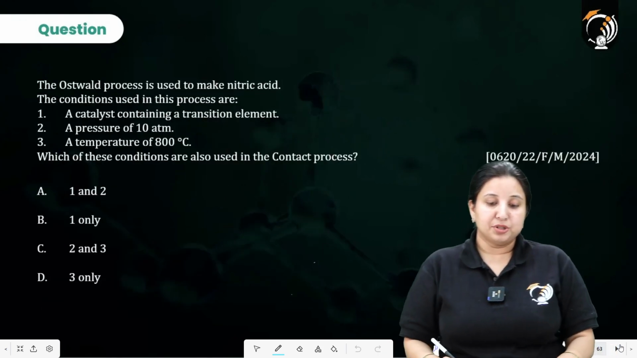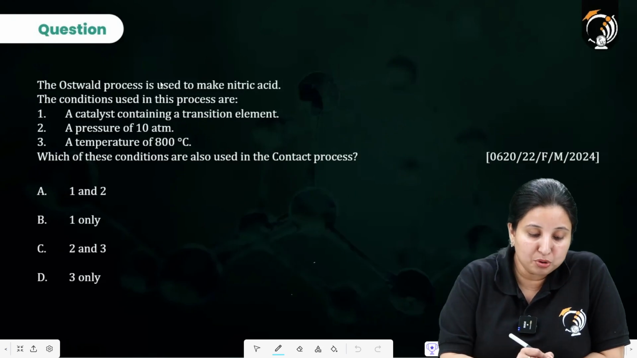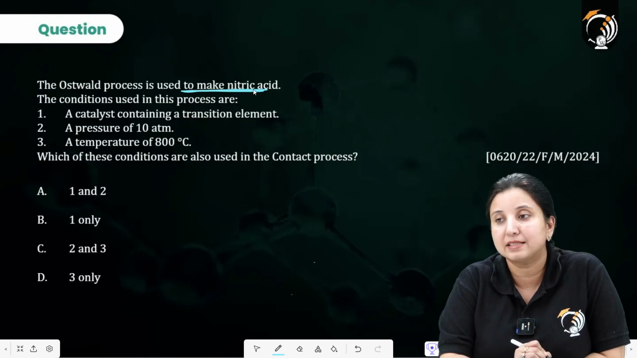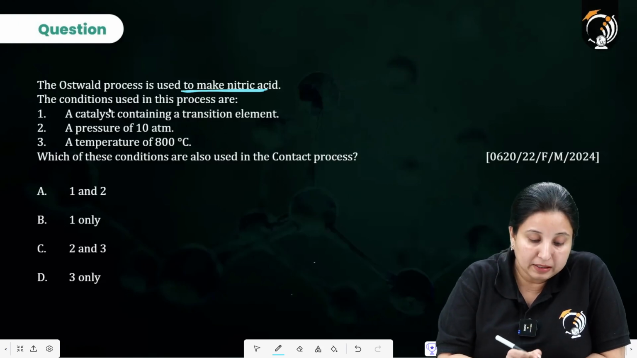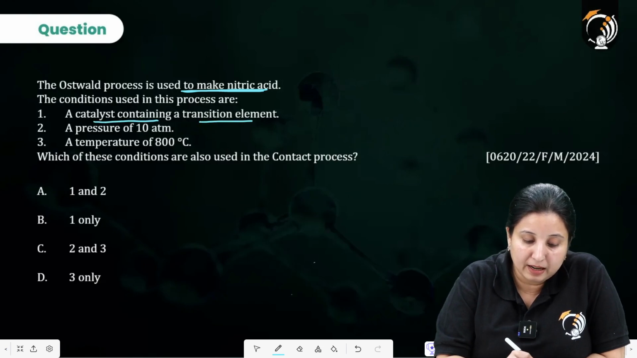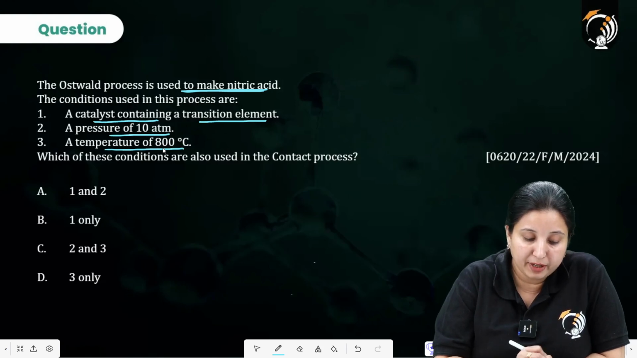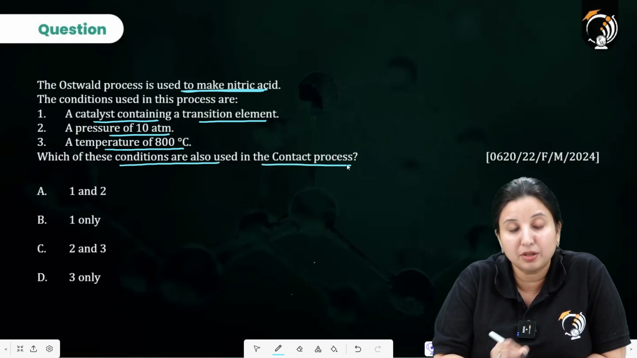Coming to the next question. The next question is the Ostwald process. Now, what is the Ostwald process? It is used to make the nitric acid, that is our HNO3. The conditions used in this process are a catalyst containing a transition element, a pressure of 10 atmosphere, a temperature of 800 degrees centigrade. Which of these conditions are also used in contact process?